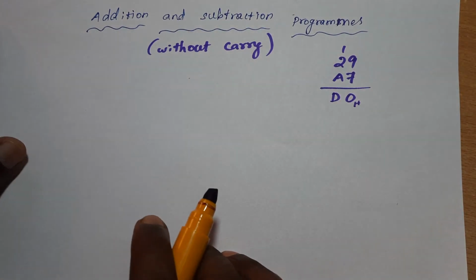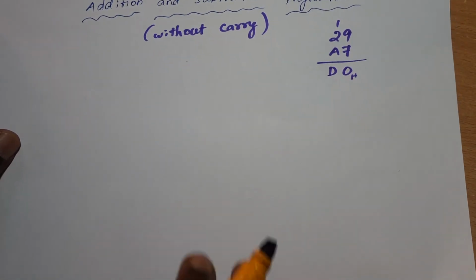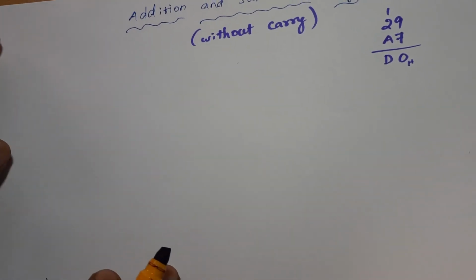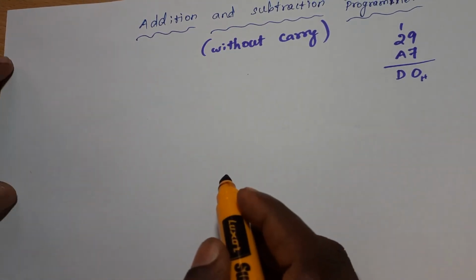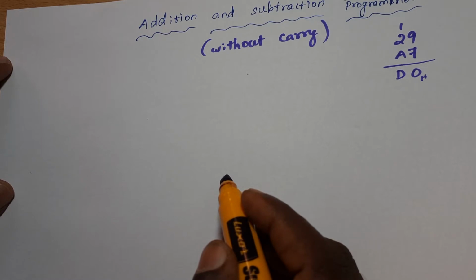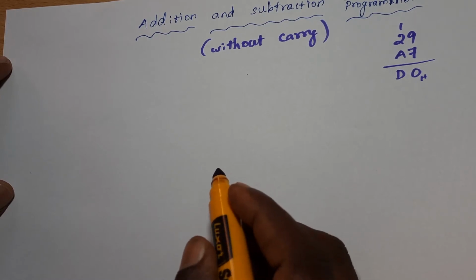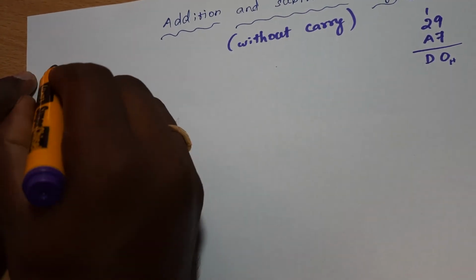So to write a program to add these two numbers, it is a simple program. In this video I am going to explain the different ways we can use to add these two numbers. Okay, the first method.